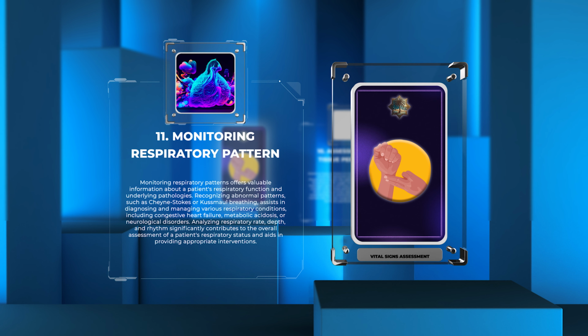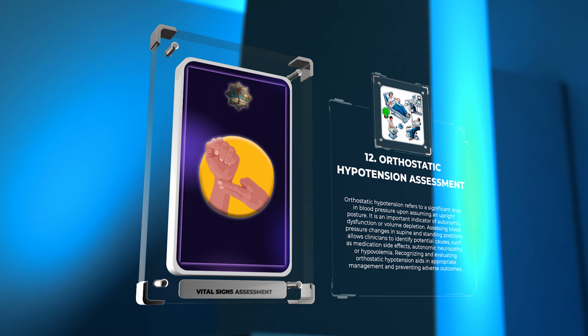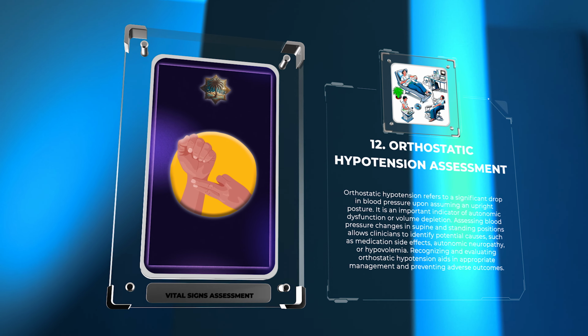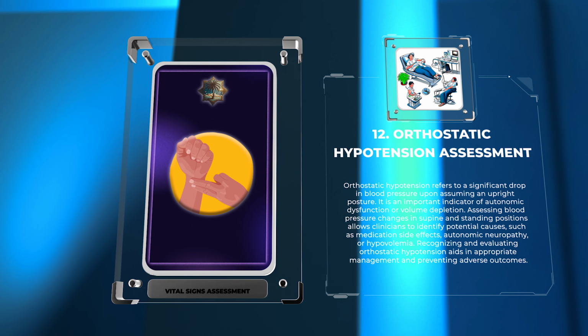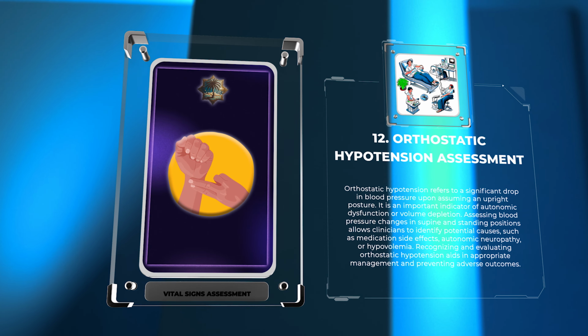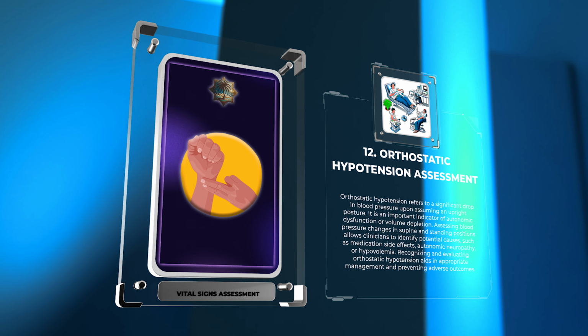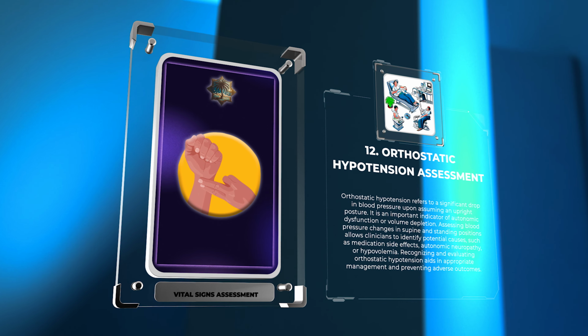Orthostatic hypotension refers to a significant drop in blood pressure upon assuming an upright posture. It is an important indicator of autonomic dysfunction or volume depletion. Assessing blood pressure changes in supine and standing positions allows clinicians to identify potential causes, such as medication side effects, autonomic neuropathy, or hypovolemia. Recognizing and evaluating orthostatic hypotension aids in appropriate management and preventing adverse outcomes.